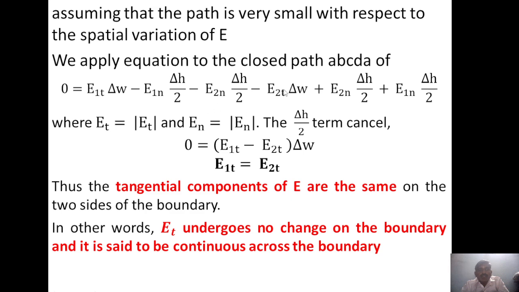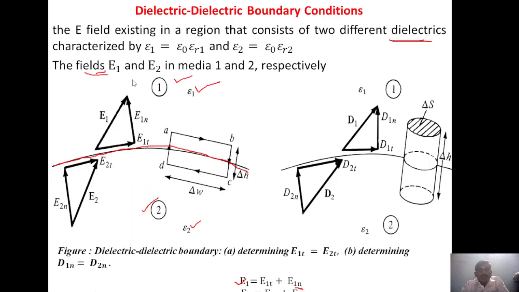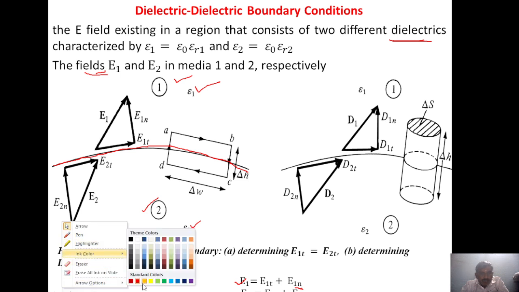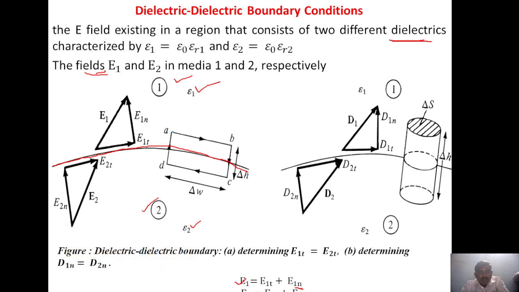Now I am going to derive the boundary condition. For that, I am going to assume a small elementary closed path, this path ABCD, a small elementary path. Now I am going to move from point A to B, B to C, C to D, and again D to A, by applying the corresponding boundary condition. So now I am moving from A to B.